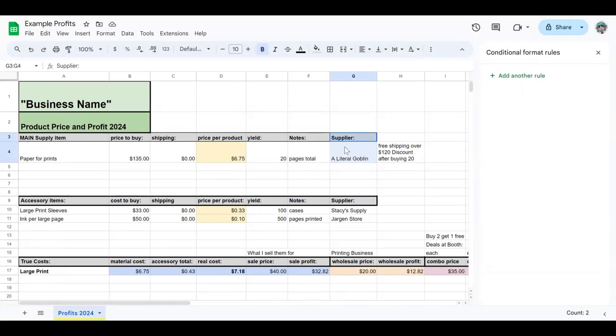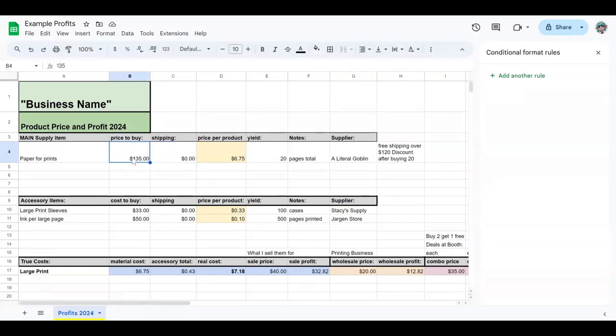And then your supplier is a literal goblin because you buy them from a goblin under a bridge. And then any other notes you can put over to the side here, like if you get free shipping for over $120 worth of product, and you get a discount if you buy more than 20 units of a product. I keep that kind of thing over here. So it's like I'm always going to buy at least 20 at a time to get the free shipping. So the shipping is zero.